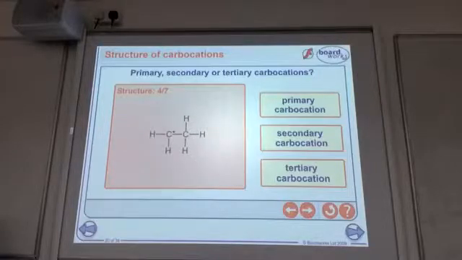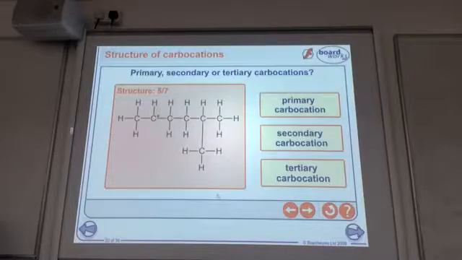Okay. Bisma, what about this one? Primary? Any reason why? So the carbon is attached to one other carbon. Okay. I think you're right. Awesome. Let's have a look. Oh, yes. We're on number 5 already. Ahmed. Secondary? Why? Okay, so the carbon there is attached to 2 other carbons. Yeah? Secondary. You're right with the answer.